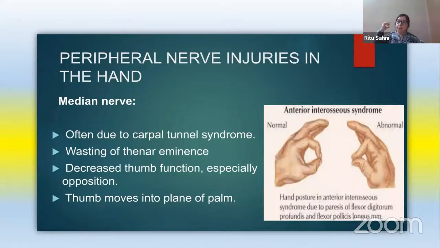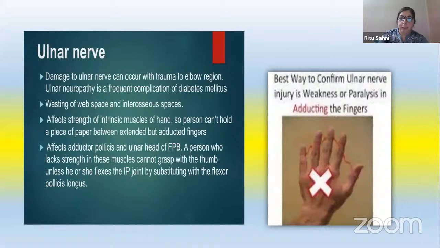First, in the cervical spine, there is cervical radiculopathy. After that, there can be a nerve entrapment such as cubital tunnel syndrome or carpal tunnel syndrome, because of nerve entrapment from cervical radiculopathy and then entrapment at the elbow or in the wrist and hand. This involves the ulnar nerve. Damage to the ulnar nerve can occur with trauma to the elbow region. Ulnar neuropathy also creates complications, with wasting of the web space in the interosseous space, so adducting the finger is painful.